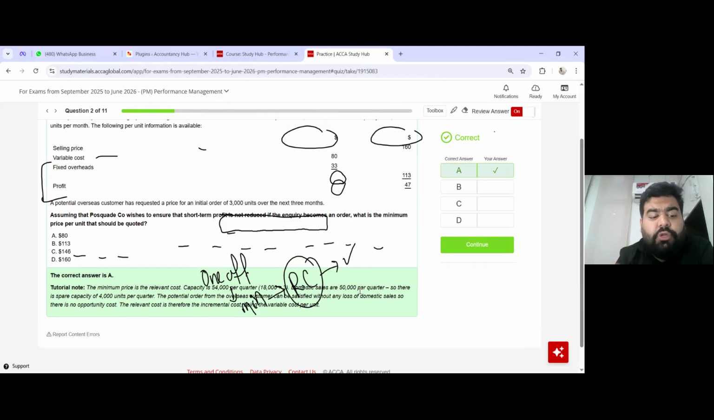Just we know that actually 80 is the variable cost. So if we want to give him 3,000 units, we can give him at the rate of $80 because it's the relevant cost. It's the relevant cost.